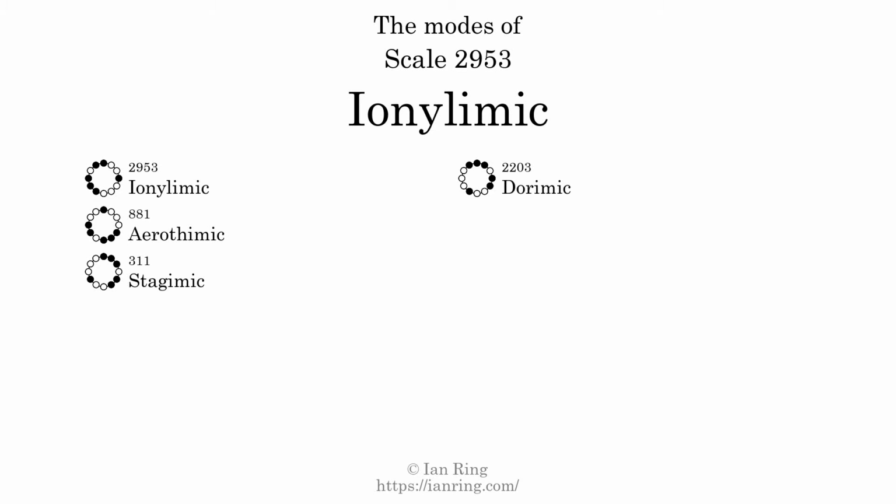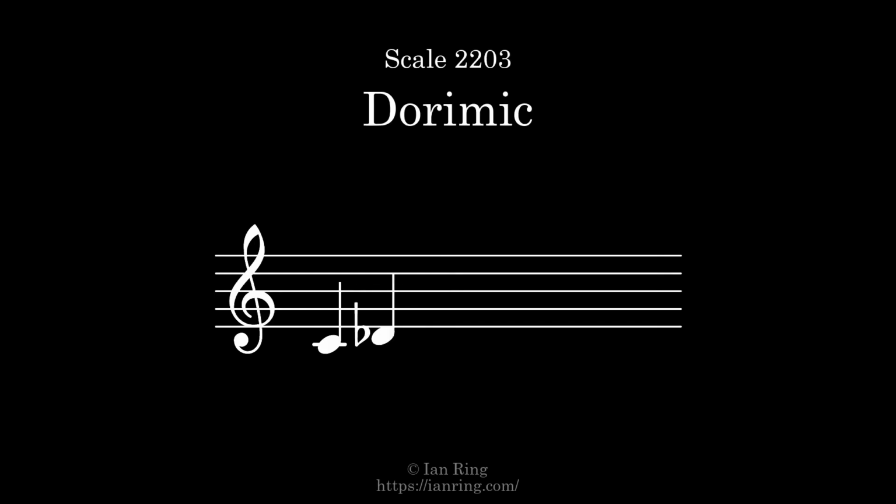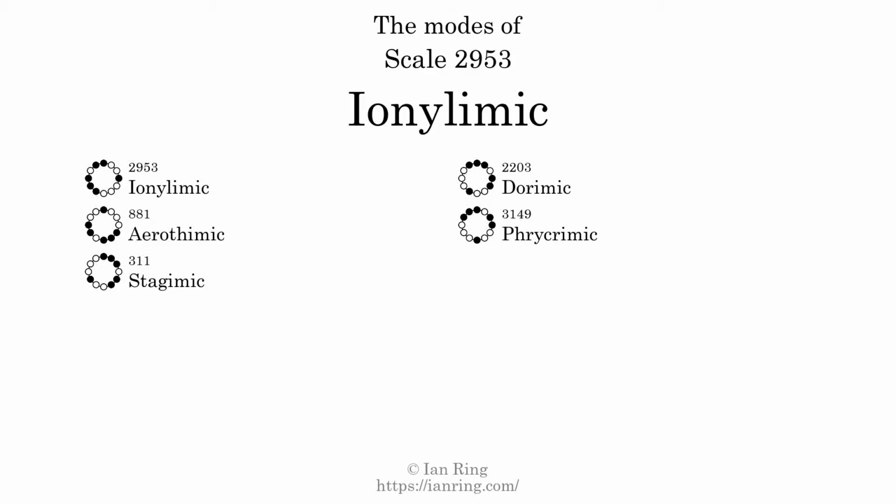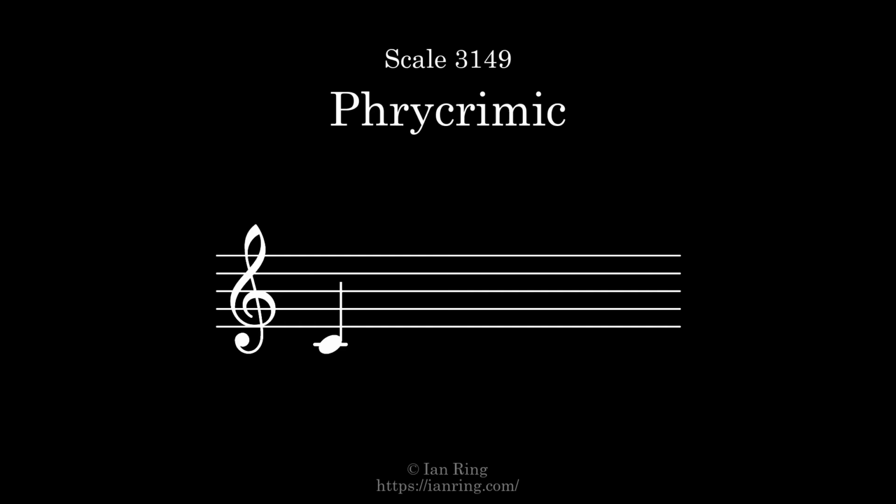The fourth mode is scale 2203, also known as dirymic. It sounds like this. The fifth mode is scale 3149, also known as phreacrimic. It sounds like this.